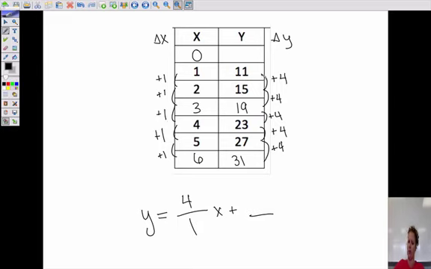But if we go backwards, so what plus 4 would equal 11? Well, we can take 11, do the opposite, minus 4, and that would give us 7, right? So then our y-intercept becomes 7. So our equation would be y equals 4 over 1x plus 7.